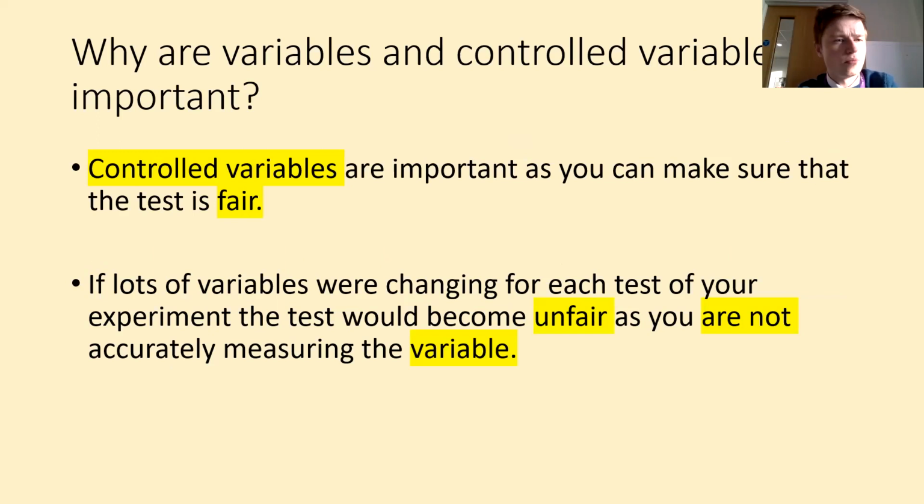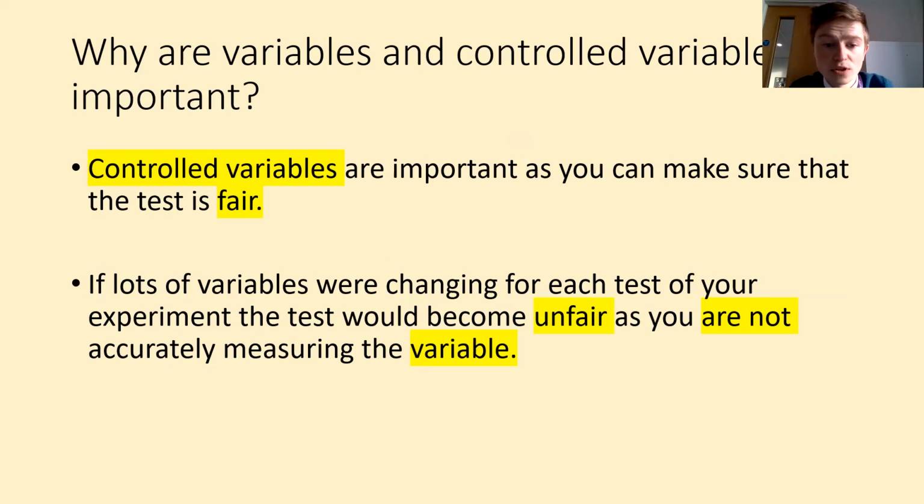Now, control variables are also very important. So whilst variables themselves allow us to prove or disprove things in science, control variables are important as we can make sure the test is fair. So if we didn't do this, it would come up with lots of problems. We'll talk about that in a second. If lots of variables were changing for each test of your experiment, the test would become unfair as you are not accurately measuring the variable.